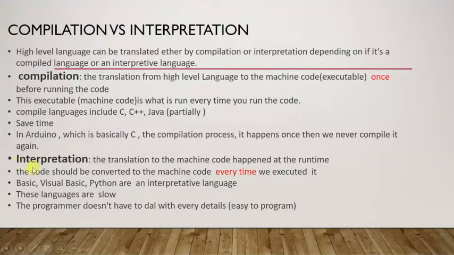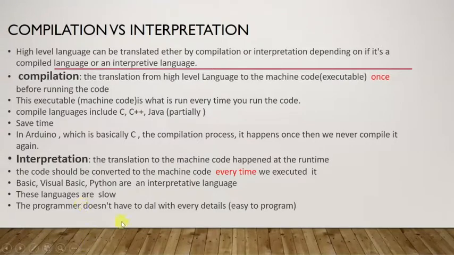On the other hand, we have interpretation. Interpretation is the translation to machine code, and it happens every time you run the code. The code must be converted to machine code every time we execute it, unlike compilation, where you must do it just one time. Visual Basic and Python are interpreted languages. These languages are slow because each time you run the code, it must be translated. But on the other hand, it has its advantages.